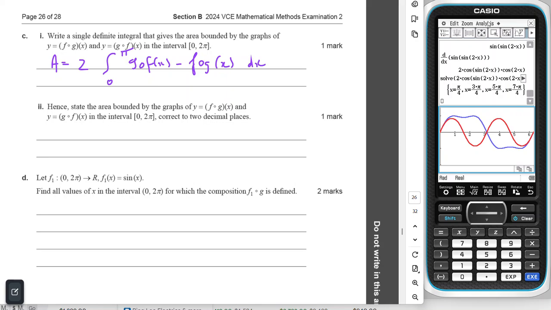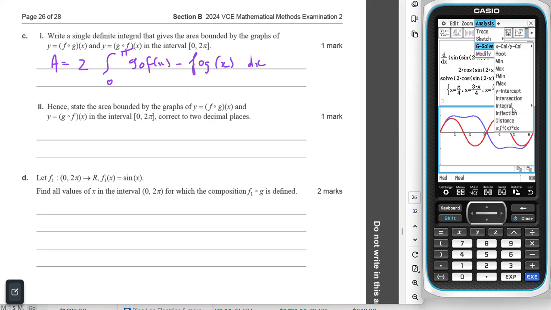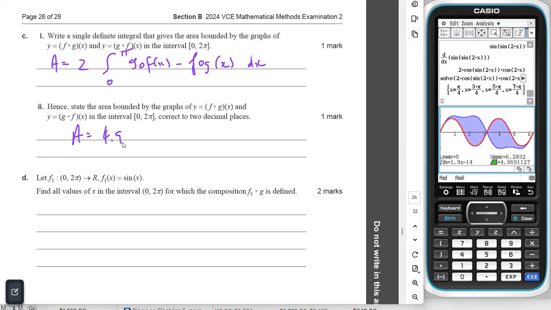And state that area. 1 mark. Okay, so I'm just going to use my calculator. G-solve, integral, intersection. I'm going to accept the first one and accept the last one. And that's going to give me an area equals 4.96911, or area equals 4.97 square units. And in D, find, I might just pause that.